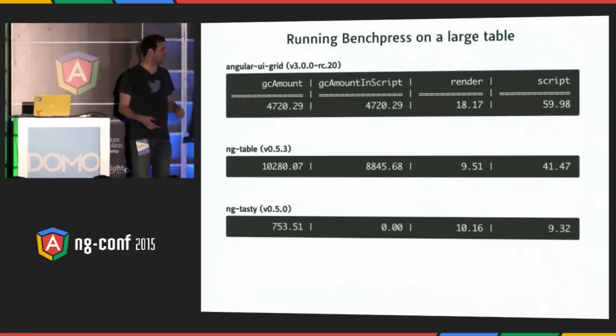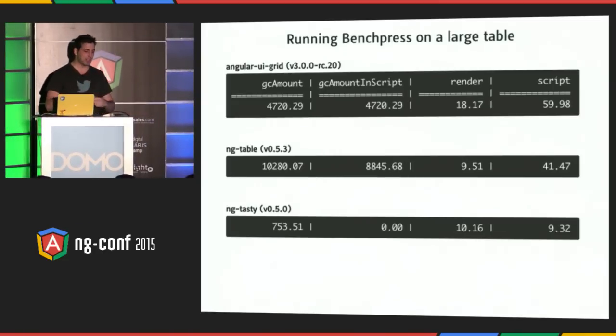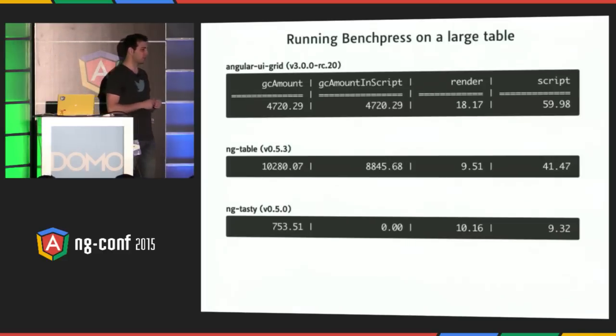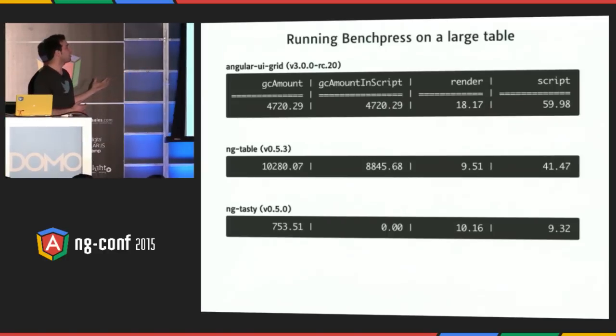So it's pretty good. What I understood here is ngTasty does not have all the functionality and features that Angular UI Grid and ngTable have. ngTasty is just pretty much pagination, filtering, and sorting. So if I want a table like that, maybe I can use ngTasty. If I want something with more functionality, more features, more interesting stuff, I can use ngTable or Angular UI Grid.